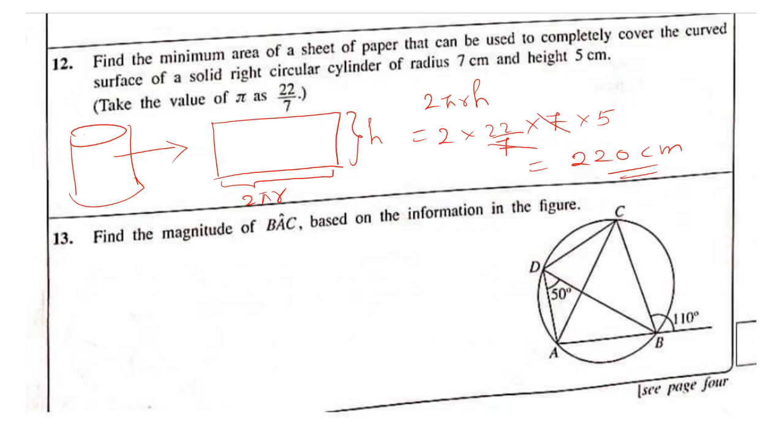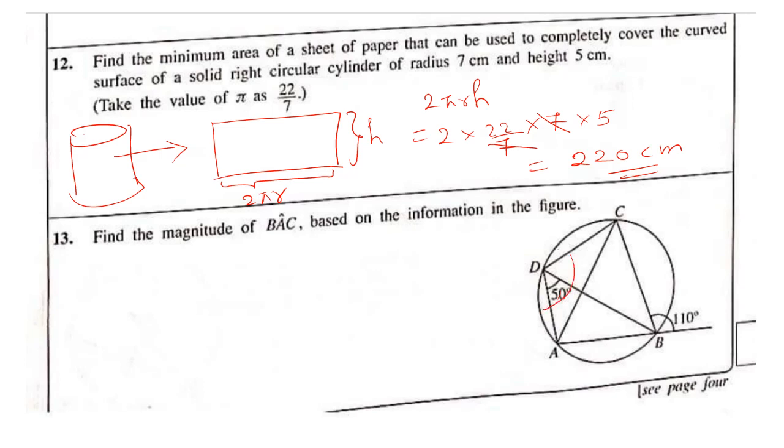Find the magnitude of BAC based on the information in the figure. You have to find BAC, right? Okay, let's do it this way. Here, this 110, the exterior angle is equal to the interior opposite angle of a cyclic quadrilateral. So you can see this part. This angle has to be 110.